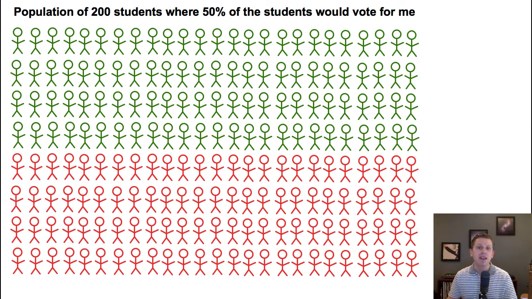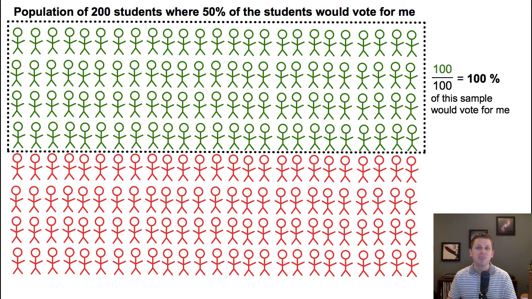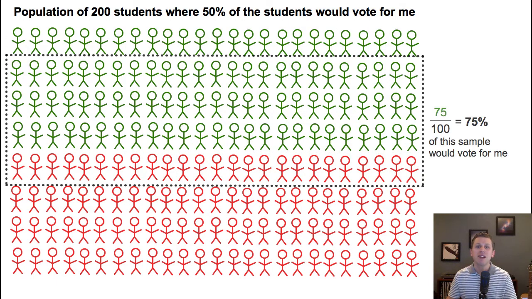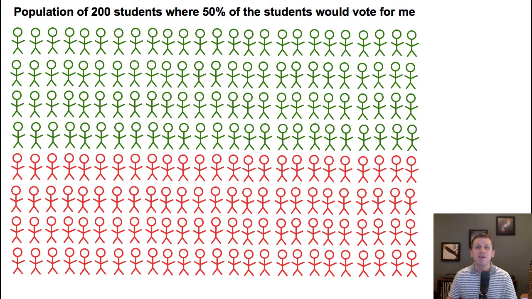Imagine out of this population of 200 students, my sample was this 100 students. Well, if I picked this 100 students, 100% of them would say they would vote for me, where in reality, out of all 200 students, we know that only 50% would vote for me. Let's pick a different sample. If I picked this sample here of 100 students, we can see that I would get back 75% of the students would vote for me, but in reality, I can see of the 200 students, only 50% were going to vote for me. Let's pick another sample.